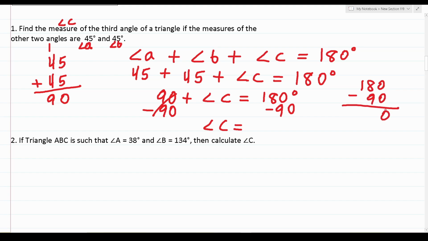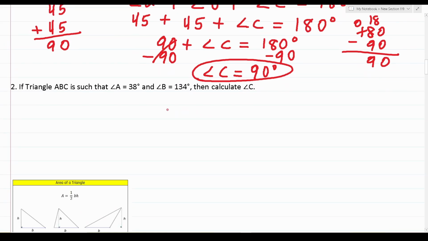0 minus 0 is 0. 8 minus 9 we can't do, so we're going to have to borrow. This will become 0. This will become 18. 18 minus 9 is going to be 9. So the measure of angle C is 90 degrees. And that tells us that the third angle is 90 degrees. And we found that using the triangle sum theorem.